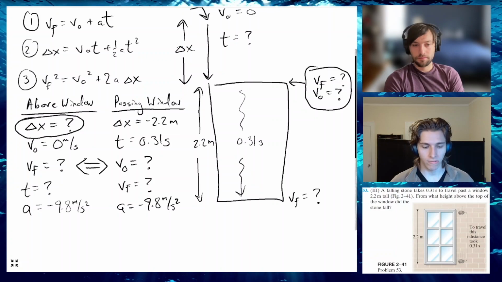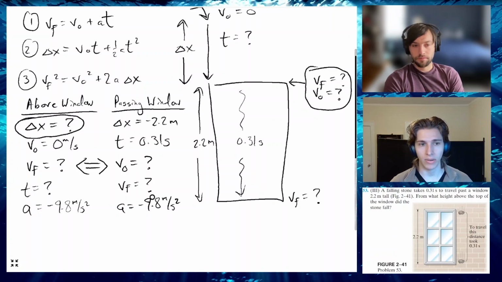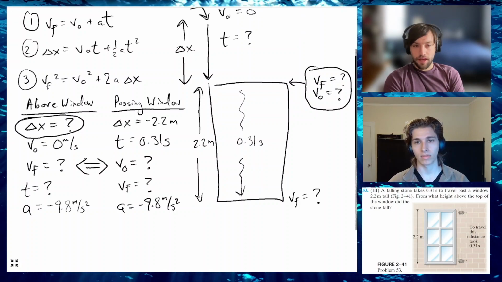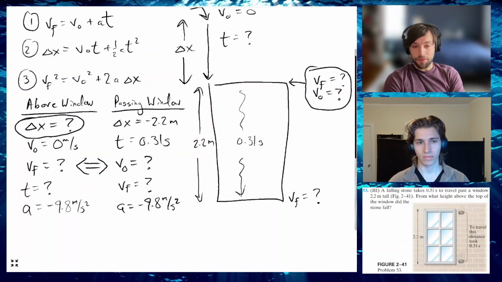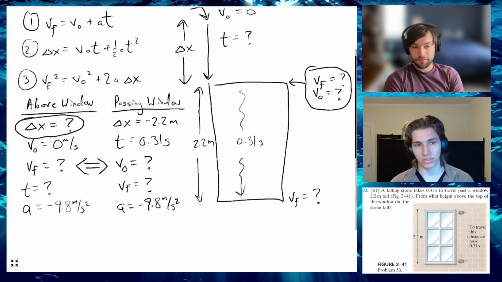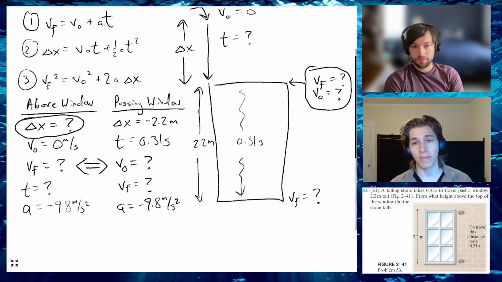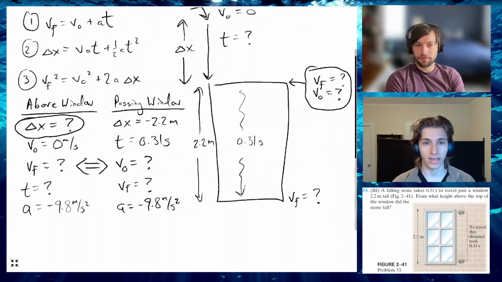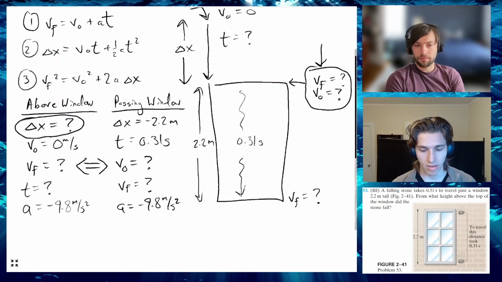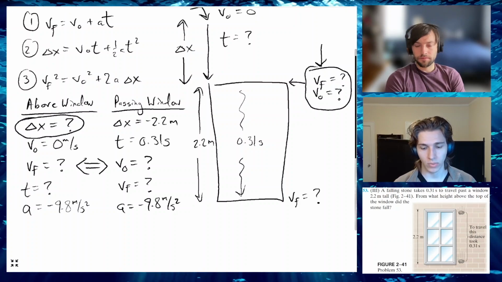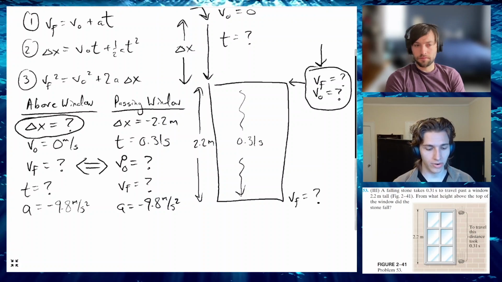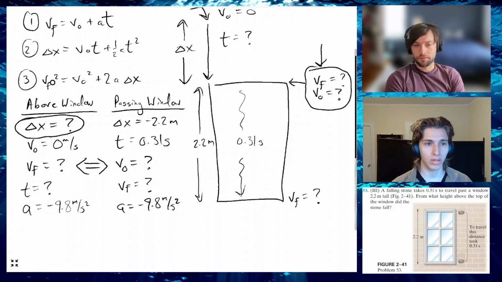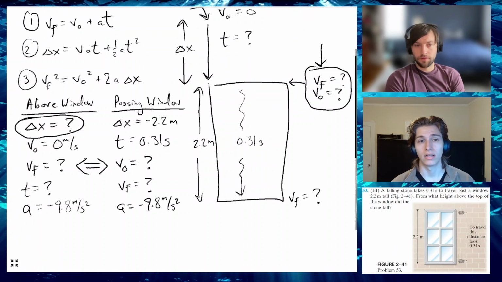However, what can we solve for in the passing window portion that will give us the final velocity above the window? Well, we have delta x and we have the acceleration. Remember, what is equal to the final velocity above the window in the passing window portion? Is it equal to V initial? Yeah, exactly. If we can calculate V initial for the passing window portion, then we already have V final for the above window portion. And then we can plug it into equation 3. That's tricky. Let's go ahead and do it.